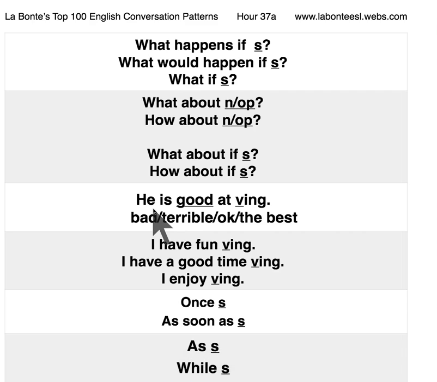Towards the end here of the 40-hour process, I put in a lot of things that I may have forgotten to put in the hours before, but still patterns which I think can help the students convey their feelings in conversation. This particular one, he is good at playing tennis. Instead of this adjective, you can add any type of adjective. He's okay at speaking English. He's the best at speaking English. She is better at cooking than me. He's terrible at doing that.